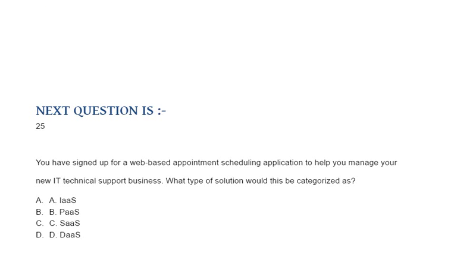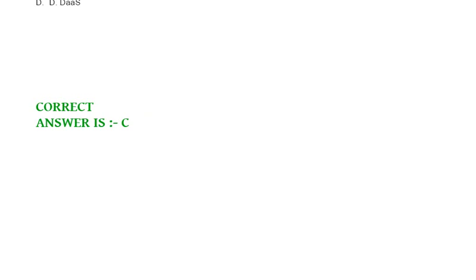Next question is, you are signed up for a web-based appointment scheduling application to help you manage your new IT technical support business. What type of solution would this be categorized as? Option A, IaaS. Option B, PaaS. Option C, SaaS. Option D, DaaS. Correct answer is option C.